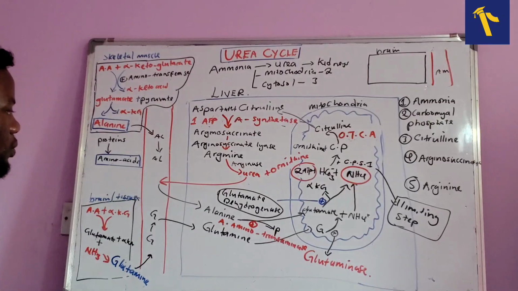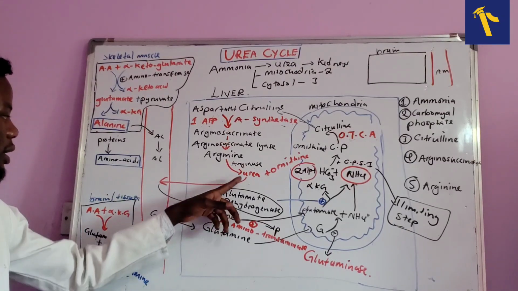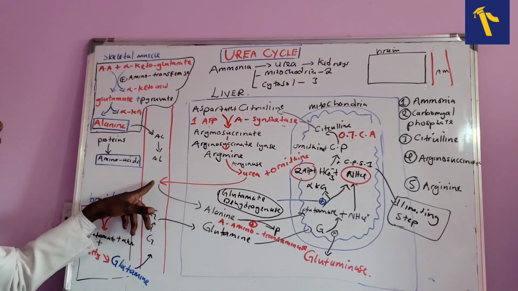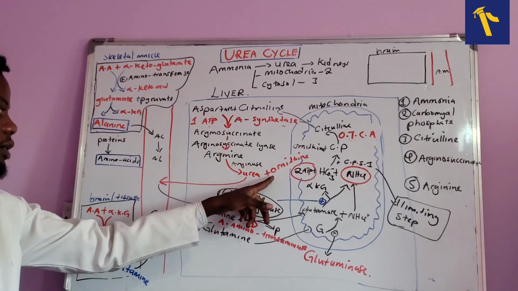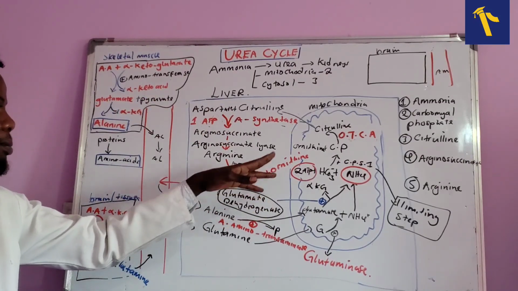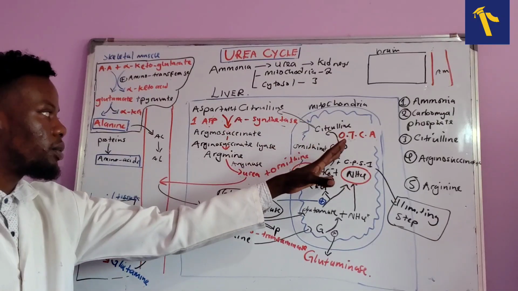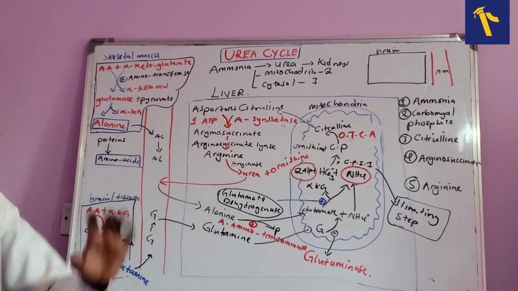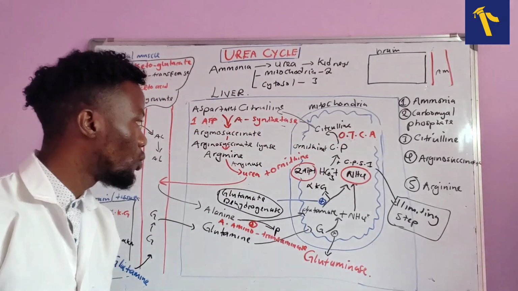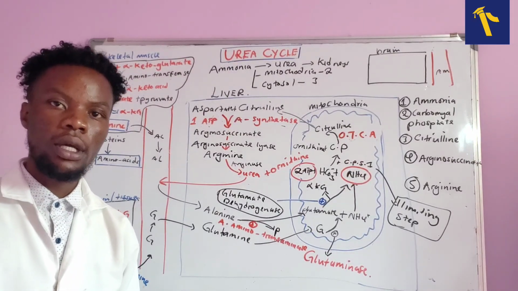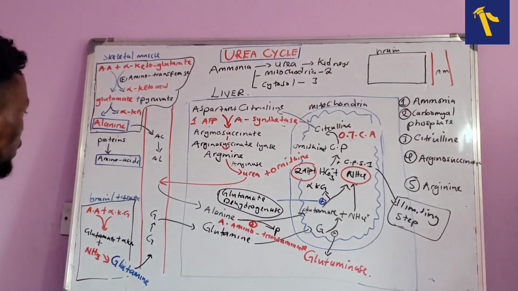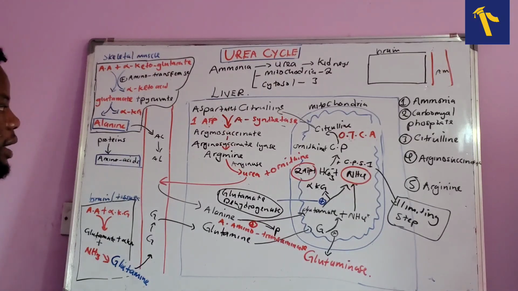Now, since we've understood that the byproduct that we have is urea, urea can be taken into the blood and excreted by the kidneys, but the ornithine will go back into the mitochondria and combine with the carbamoyl phosphate to produce citrulline, so that the cycle can go back again. All right, so that's where the urea cycle ends.